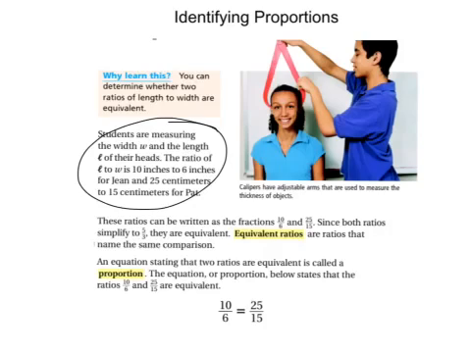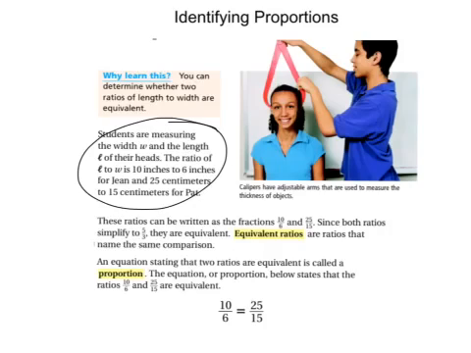So these ratios can be written as fractions. We know that ratios can be written as fractions. They can be written with the word to in between them or a colon. Now, for the purpose of proportions, they're going to be written as fractions. So you're going to be seeing these ratios written as fractions throughout this unit. Since both ratios can simplify to 3/5, they are equivalent.